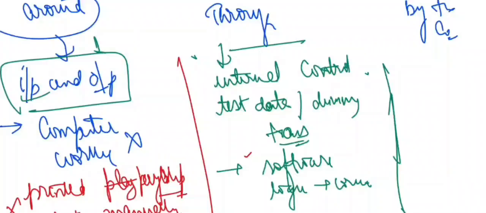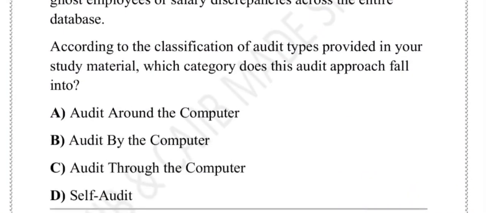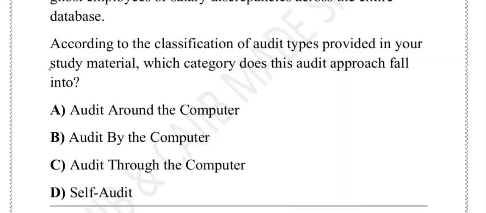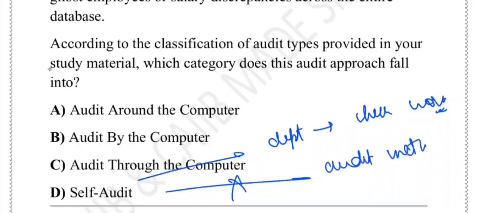And the last option they have given is self audit. We know the meaning of self audit. Self audit means a department checks its own work. So you take any department, and they basically check their own work. It's a kind of internal compliance check. It is not related to audit methodology. Self audit has nothing to do with this audit methodology, please understand.